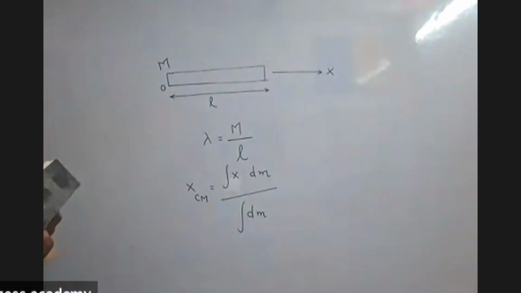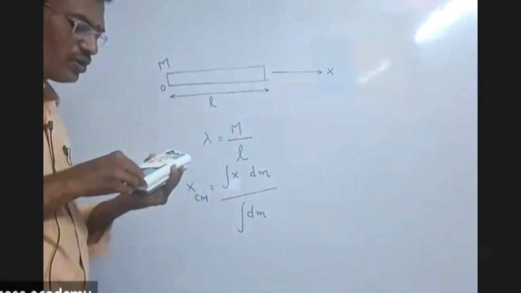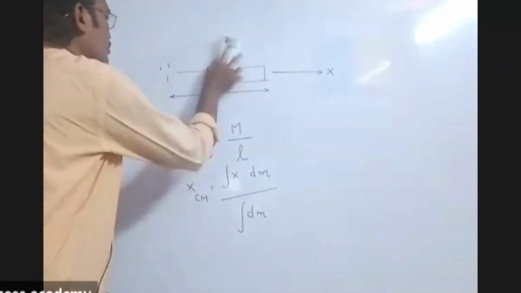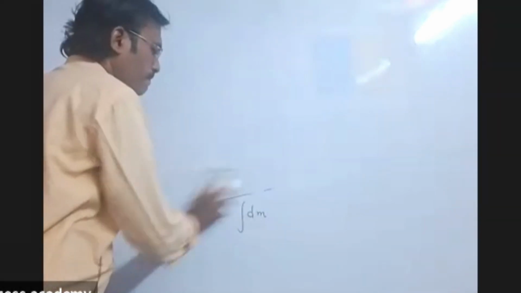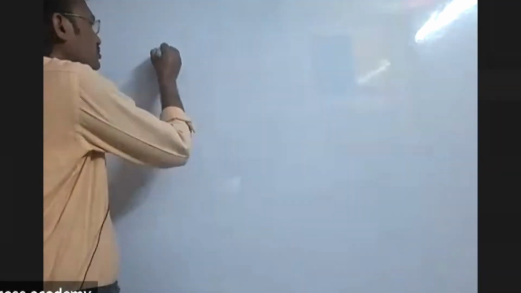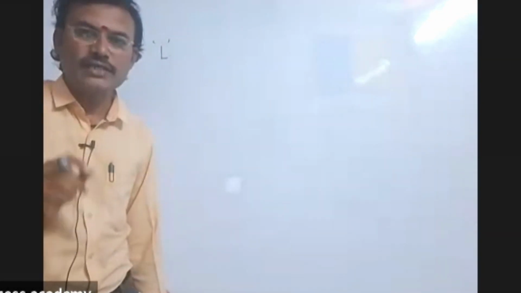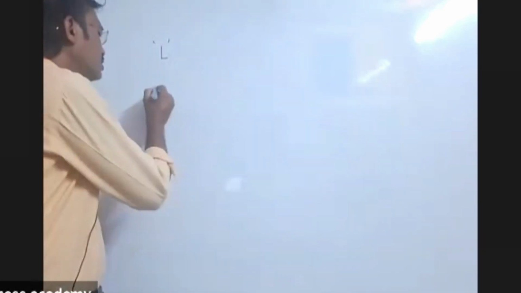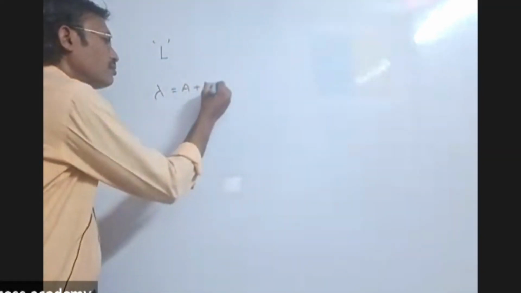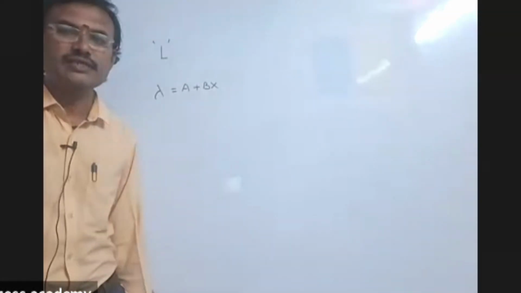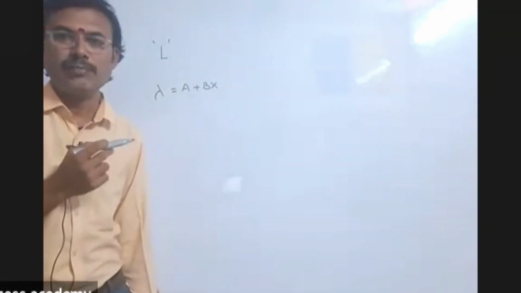If the linear density of a rod of length capital L varies as lambda is equal to a plus bx, find the position of its center of mass.